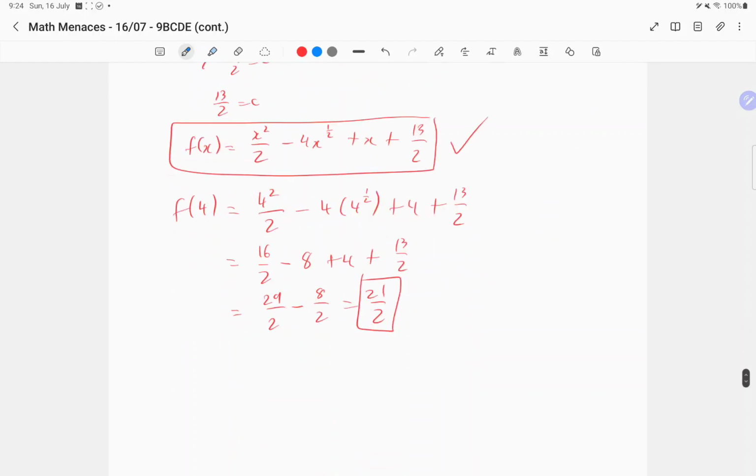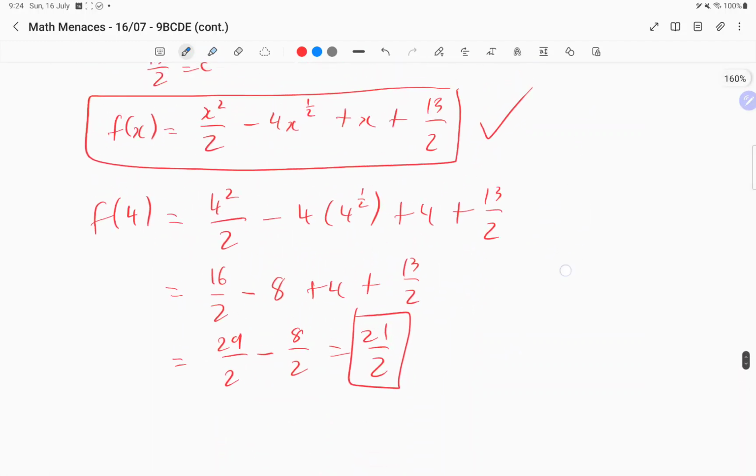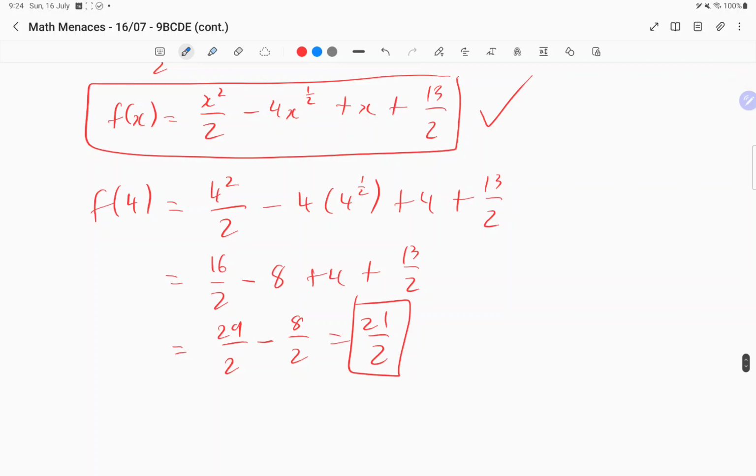So let's see. That means that if I made a mistake, it must have been down here. Can you spot any mistakes here? From this line? Or this line? Or the final line?